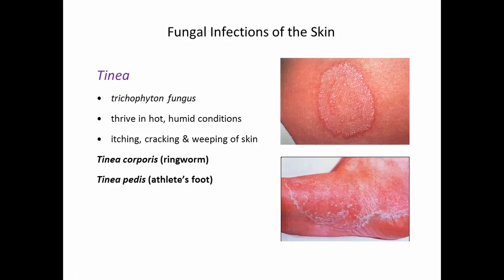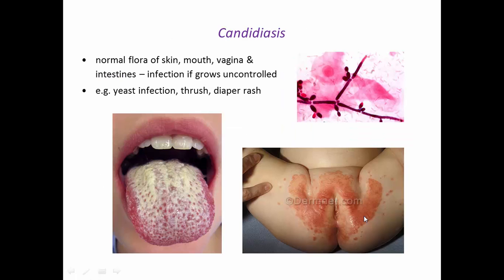Fungus can infect the skin as well. There are many different species of fungus. One of the most common ones is tinea. This is caused by the trichophyton fungus, and like all fungus, it thrives in hot, humid conditions and creates itching, cracking, and weeping of the skin. This top picture is Tinea corporis, which is ringworm. That's the fungus that causes ringworm. And the bottom is athlete's foot, Tinea pedis. Candidiasis is another species of fungus that causes fungal infections on the skin.